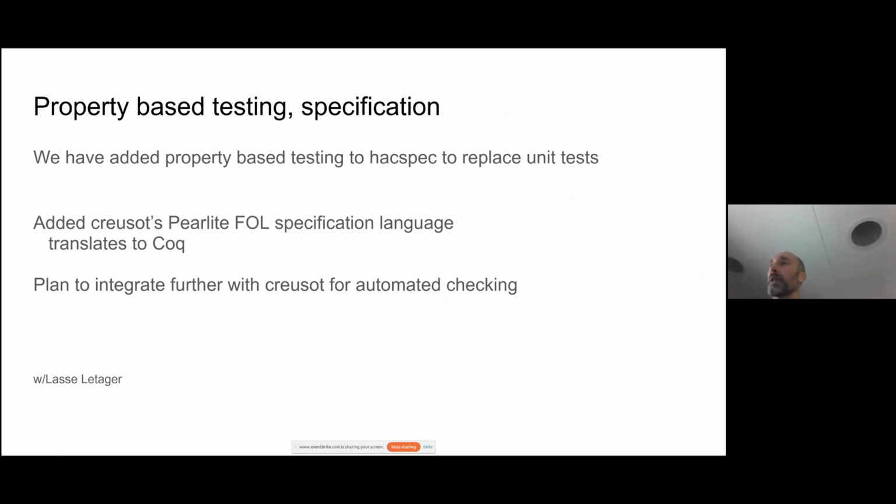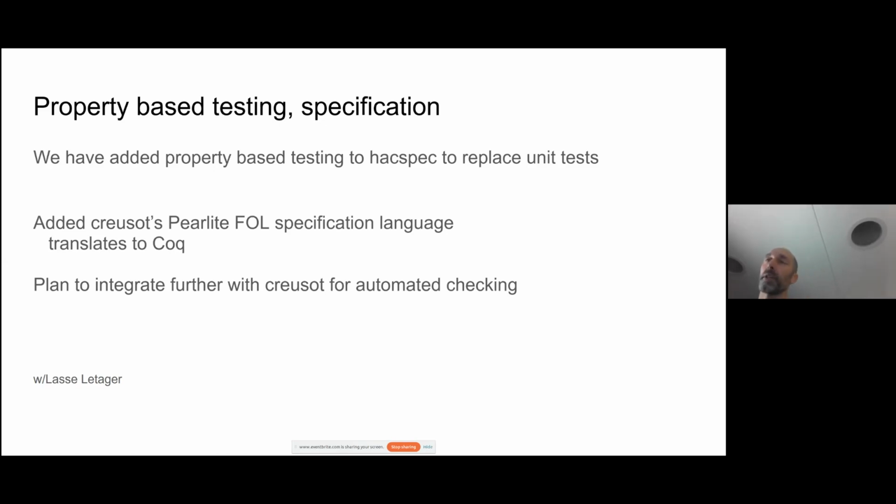Another thing we've done is to add property-based testing to hacspec, because if you look at what the internet standard looks like, you get a bunch of pseudocode, some reference implementations, and some unit tests. What you can do instead is to use property-based testing to actually test that, for example, the addition of two group elements again ends up on the curve.